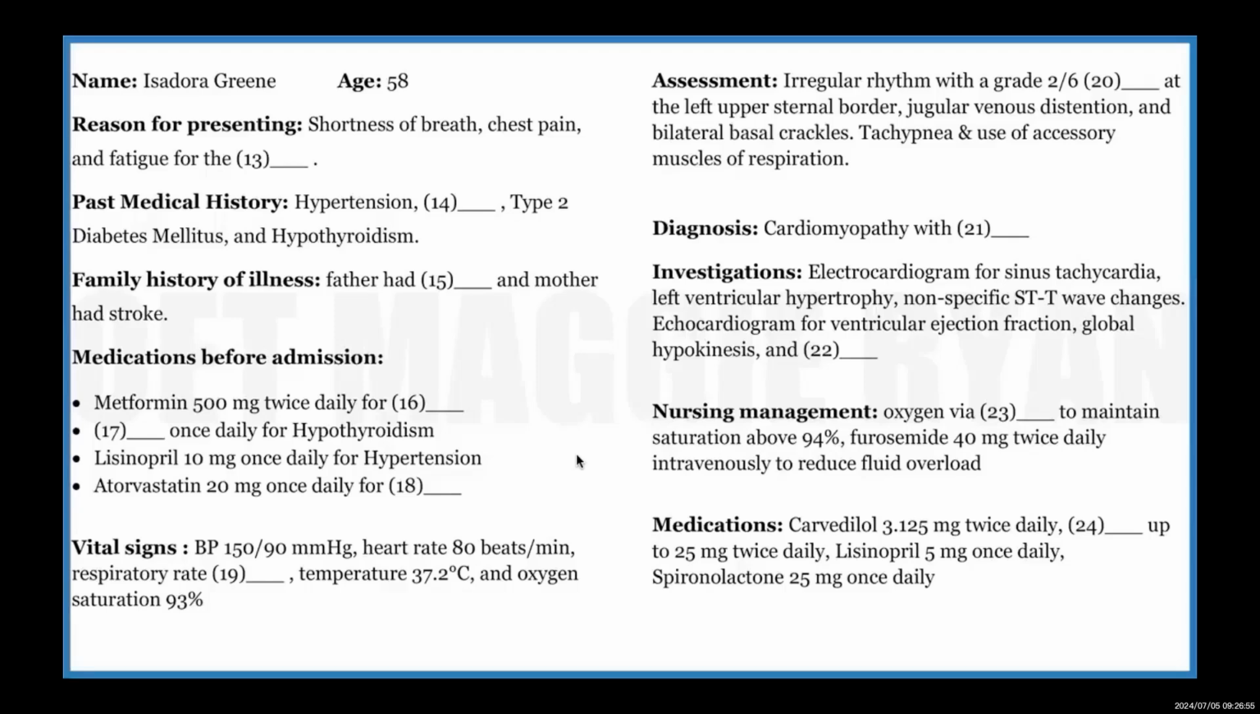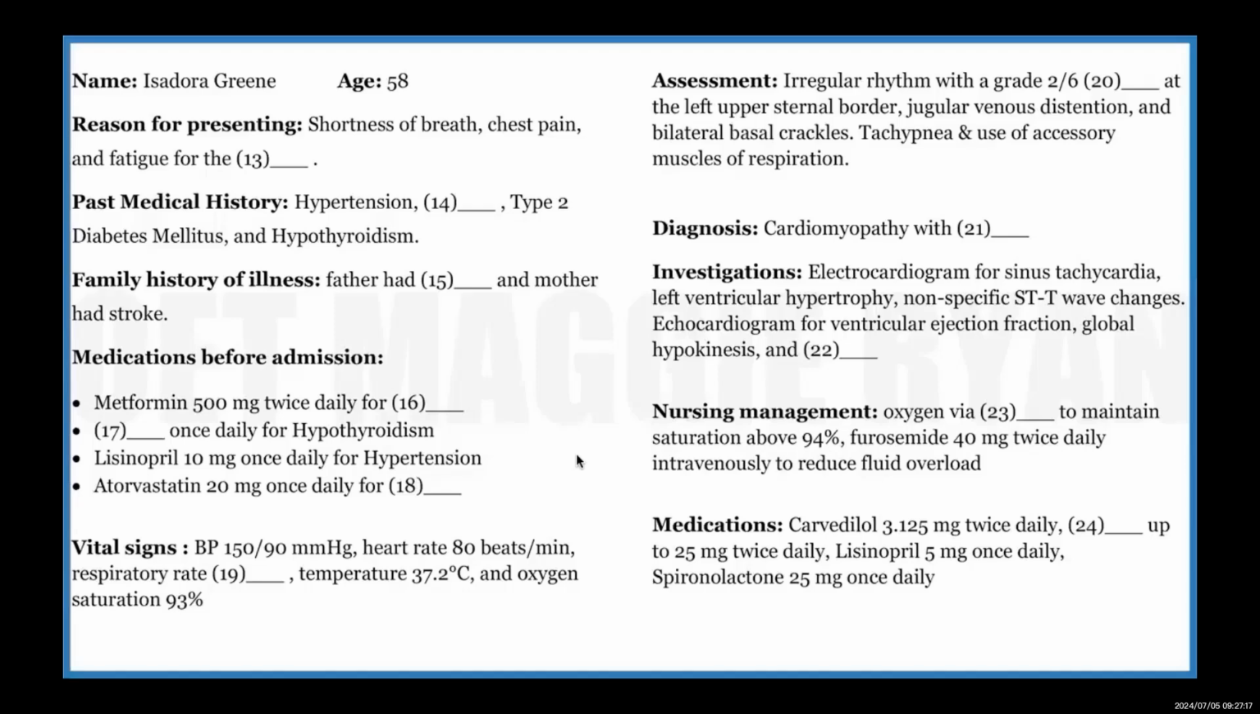Okay. For your nursing management, we will administer oxygen via nasal cannula to maintain your oxygen saturation above 94%, administer furosemide 40 mg intravenously to reduce fluid overload, assess and monitor fluid balance and daily weights, monitor vital signs and oxygen saturation, and provide emotional support and education regarding the disease process and management.